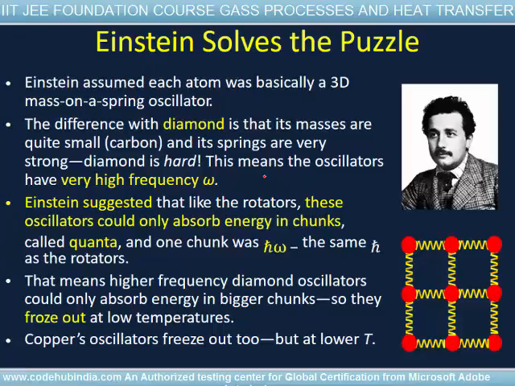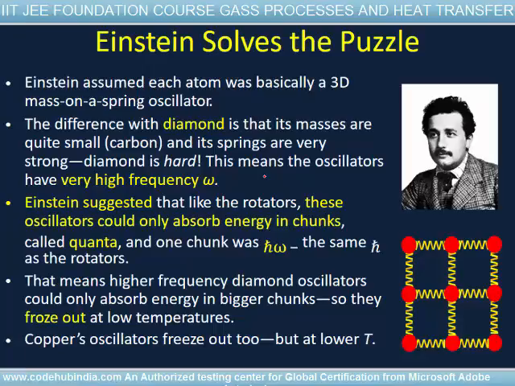Einstein solved that puzzle. Einstein assumed each atom is basically a 3D oscillator, just like the spring oscillation I told you. In diamond the masses are quite small, carbon, and the springs are very strong. In carbon, hardness is very high. Its melting point is how much? 3000, 2500, 3500, depending on the type of carbon. It's hard, so this means the oscillation has a very high frequency.